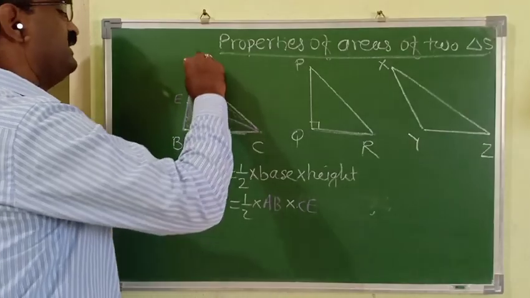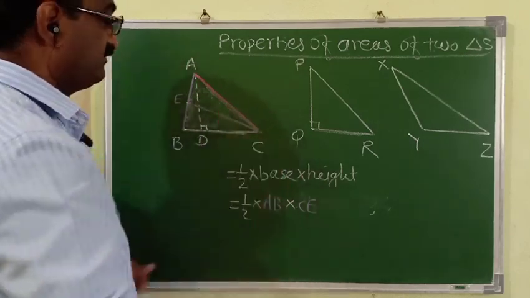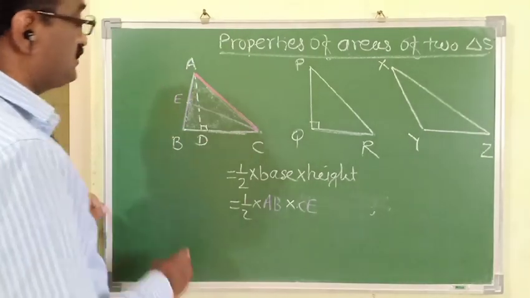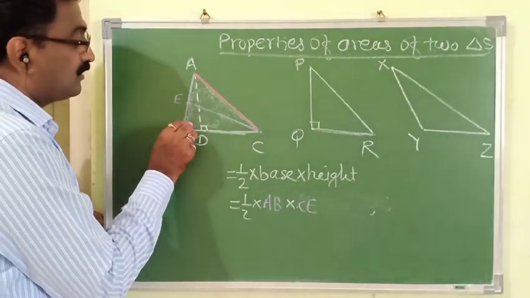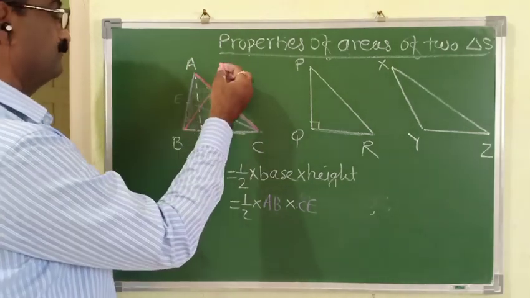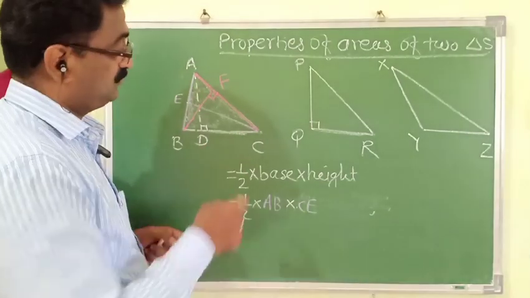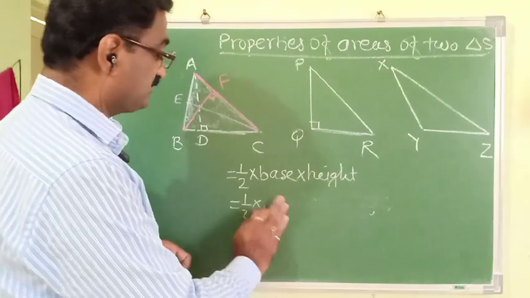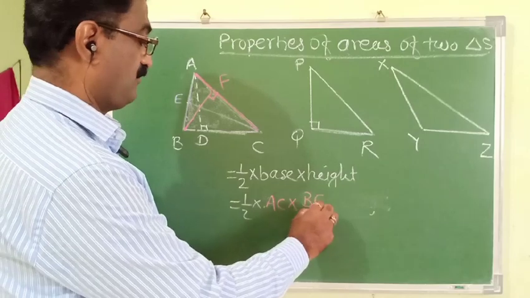Similarly, if we take AC as the base, then which is the vertex opposite to AC? Point B. Then the perpendicular is drawn from the point B to the side AC. At that time BF is the height. So AC is the base and BF is the height. So at that time the area of that triangle is 1 upon 2, base AC, and height BF.